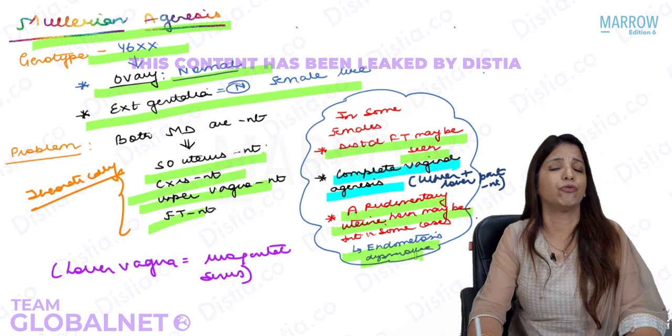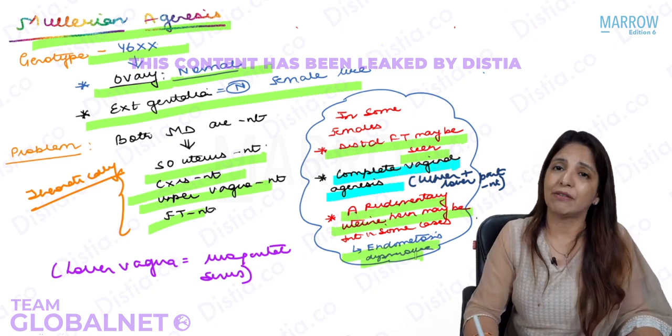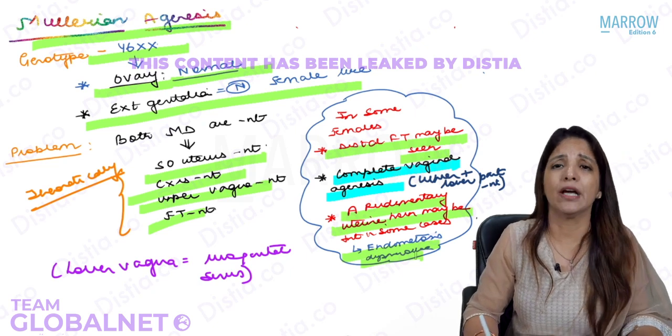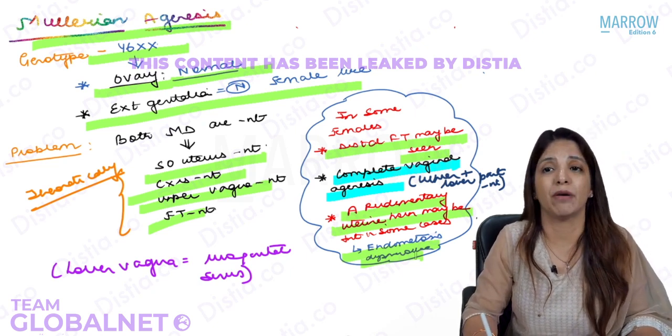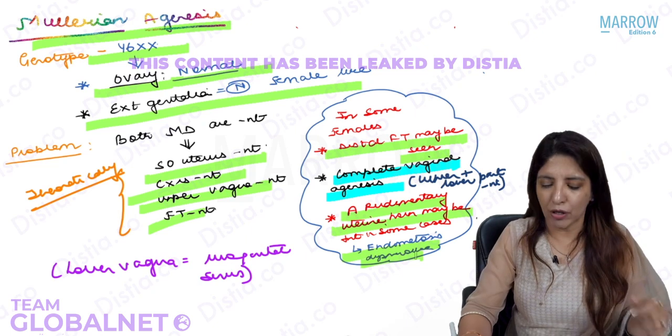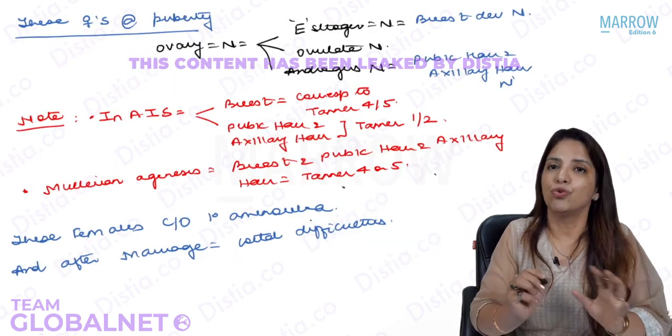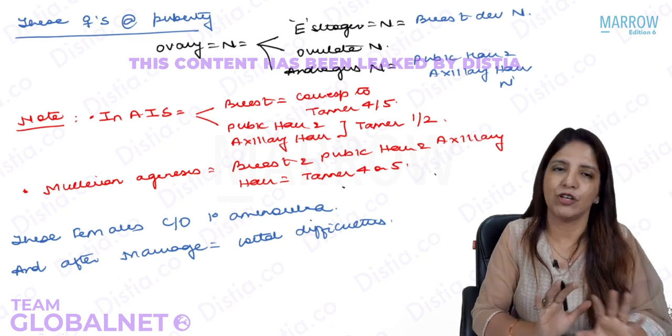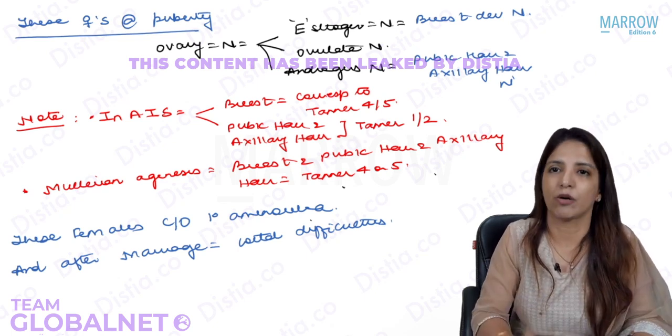Ideally in them, both the fallopian tubes should be absent, but we see that the distal part of the fallopian tube is present. And over here, in some cases, you may get a rudimentary uterine horn. Now, because in them the uterus is absent, what is going to happen? These females at puberty, first let us see what is going to be normal in them.